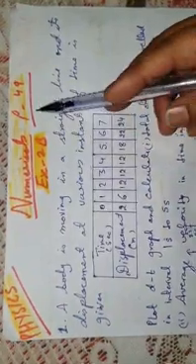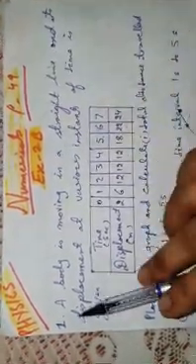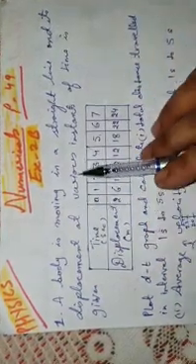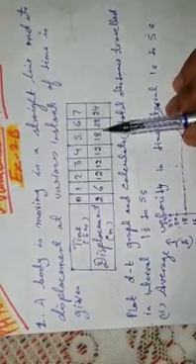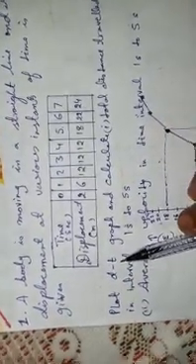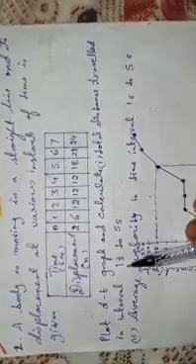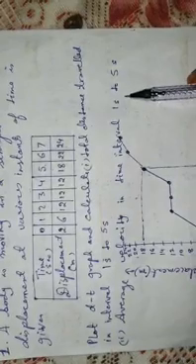Now children, we will do the numerical exercise 2B, page 49. First numerical: a body is moving in a straight line and its displacement at various instants of time is given over here. We have to plot the displacement time graph and we have to calculate the total distance travelled in the interval 1 second to 5 second, and second, the average velocity in the time interval 1 second to 5 second. First, children, we have to plot the displacement time graph.